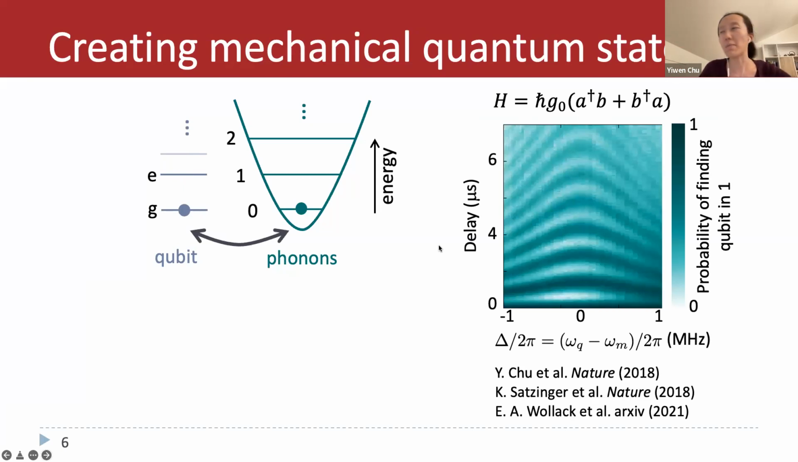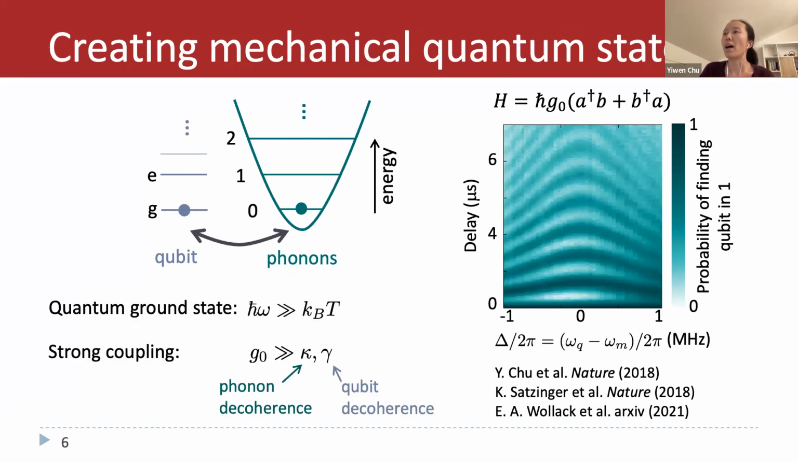These are vacuum Rabi oscillations. As you can see, when the two systems are in resonance, they do indeed undergo this energy exchange. The important ingredients for this are, of course, that we start out in the quantum ground state of both systems, which we easily do because our qubit and our mechanical resonators are both in the gigahertz, and we cool them down in a dilution refrigerator to millikelvin temperatures. The other requirement is that the strength of this coupling is much faster than the decoherence rates of both systems.